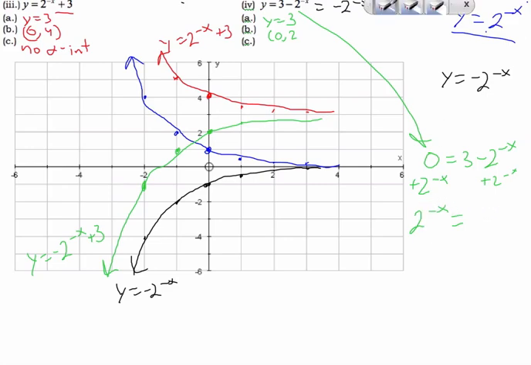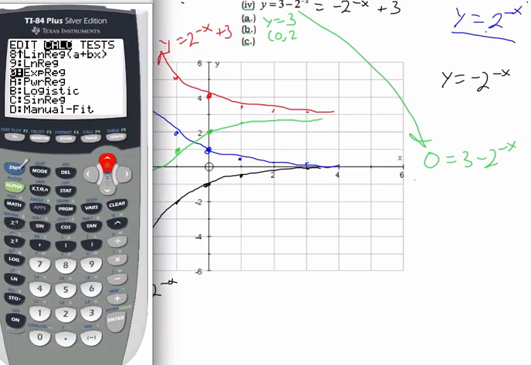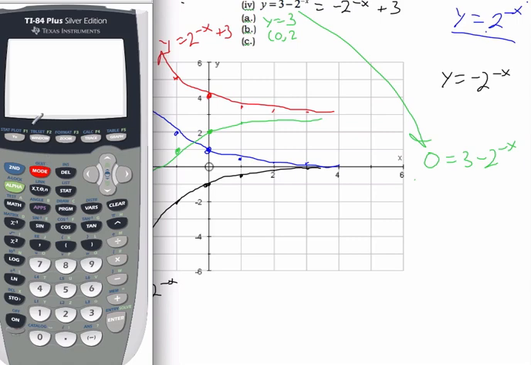Actually, let's forget that. Let's use our graphing calculator to solve this. So what I'm going to do is graph this on the graphing calculator and find the x-intercept that way. So I'm going to quit here. I'm going to go to y equals, and I'm going to type in 3 minus 2 to the power of negative x. Make sure you use a negative sign, not the minus sign.